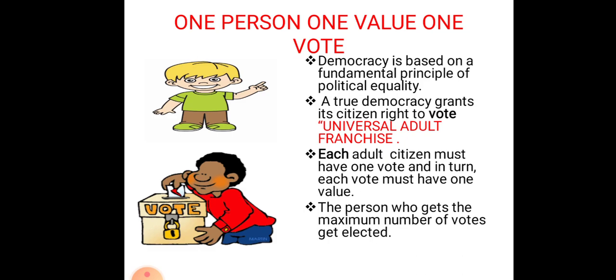Democracy is based on the fundamental principle of political equality. We already discussed these points. Once again, I'll repeat. A true democracy grants a citizen the right to vote, universal adult franchise. Each adult citizen must have one vote, and in turn each vote must have one value. The person who gets the maximum number of votes gets elected in the election.